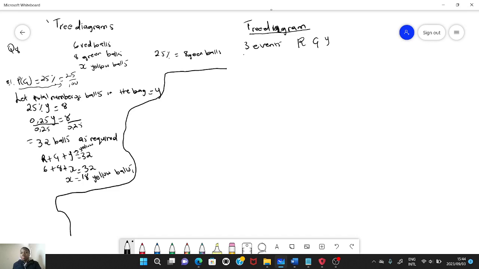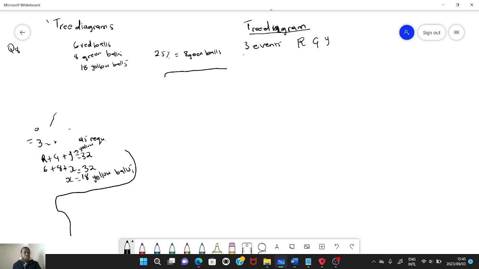So now what do we do? Let me try to clean up this space because I'm going to need it. We were able to find the number of yellow balls, which we know is 18. I want to erase this so that we can have enough space. Yeah, let's erase.